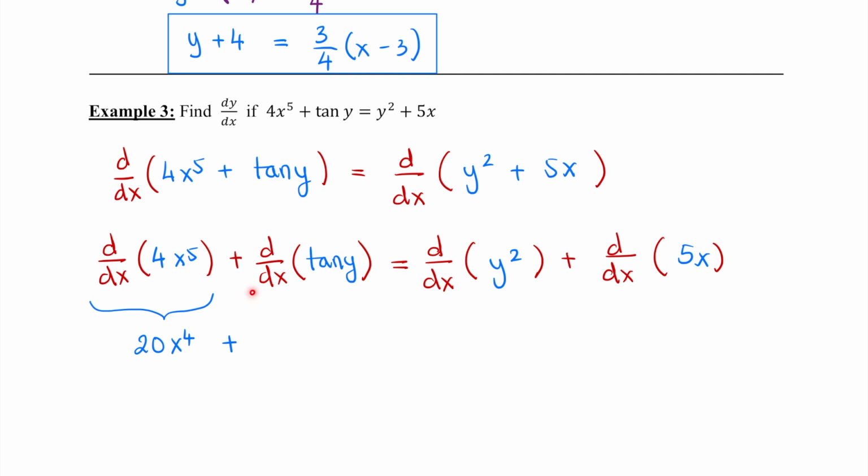To take the derivative of tangent y, we use the chain rule. The outer function is tangent and the inner function is y. The derivative of the outer function is the derivative of tangent, which is secant squared of y, times the derivative of the inner function, which is the derivative of y.